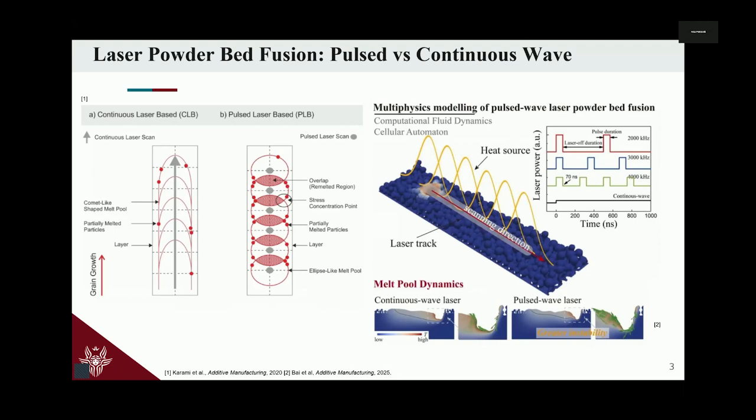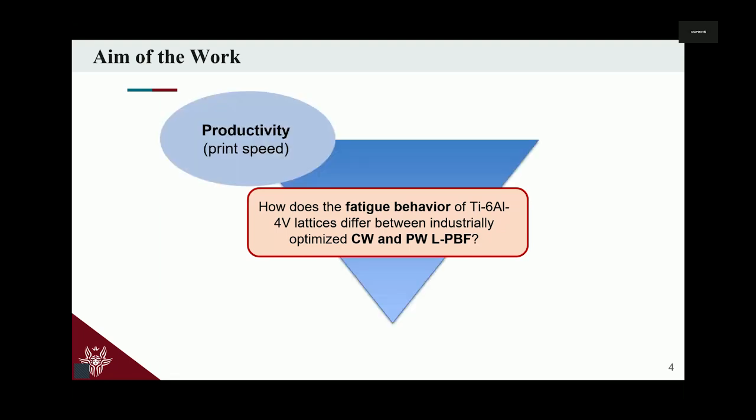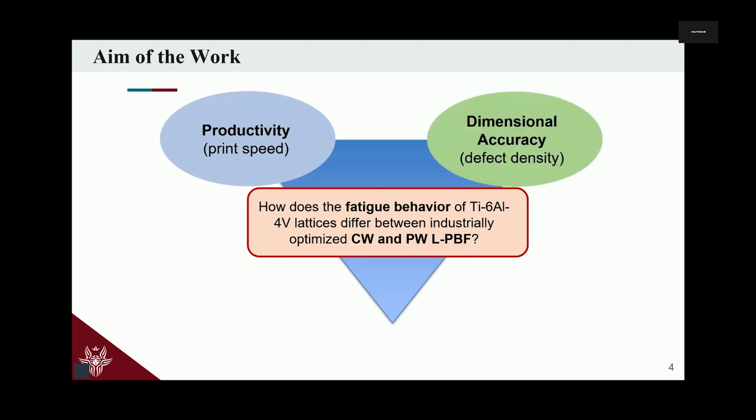So within this presentation, we decided to work still with Ti-64 miniaturized specimens, and in particular with the continuous and the pulsed wave laser powder bed fusion with two industrially optimized sets of parameters. What does this mean? This basically means that we are trying to balance the productivity, so the print speed, as well as the dimensional accuracy, so the defect sensitivity inside the component, trying to avoid printing jobs of more than 48 hours, as well as to achieve good results for mechanical validation.